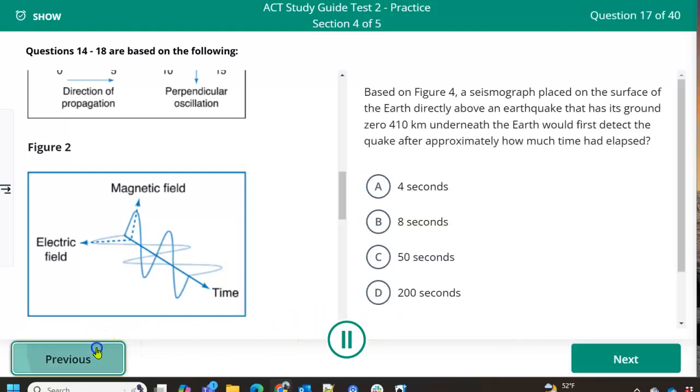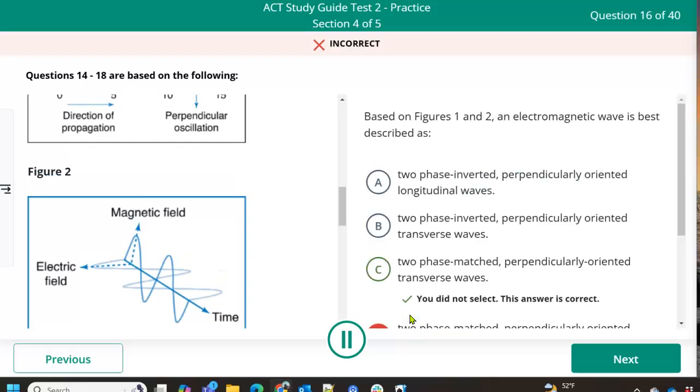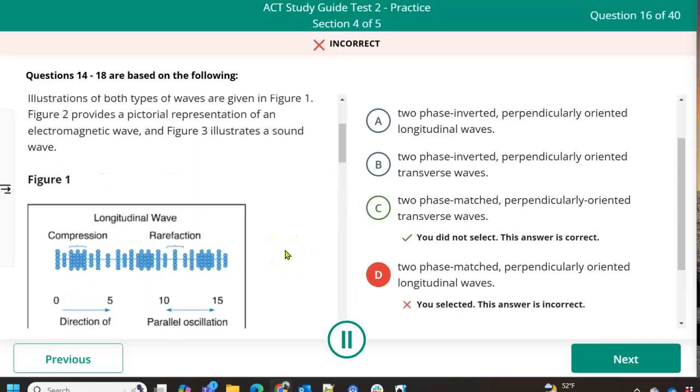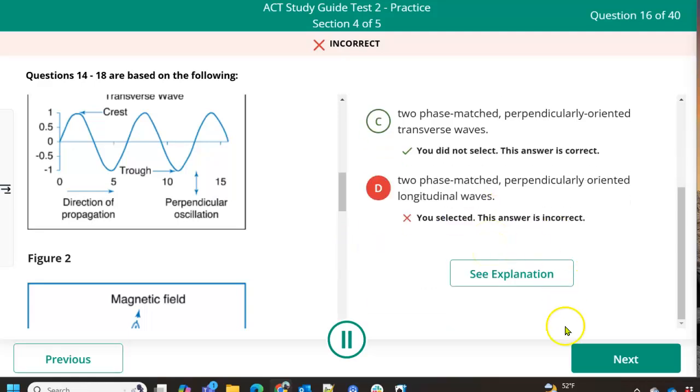Oh, I forgot to check the answer again. Show answer. Uh-oh. All right, I selected longitudinal by mistake. I meant to select transverse. It is definitely a transverse wave. All right, we'll pretend that didn't happen. Next.